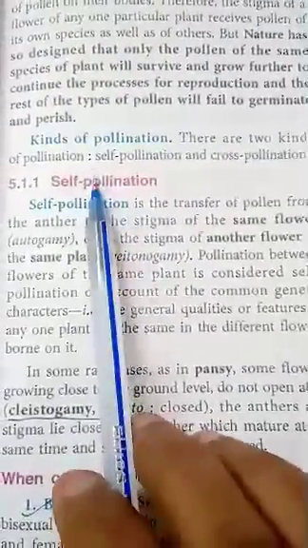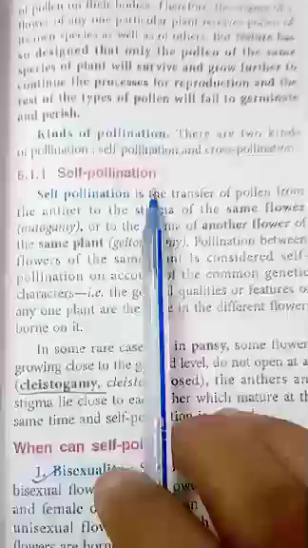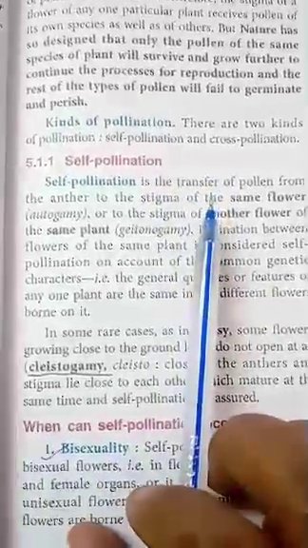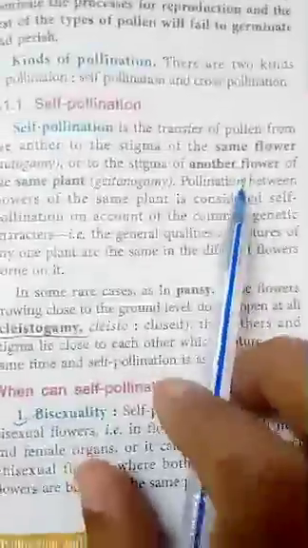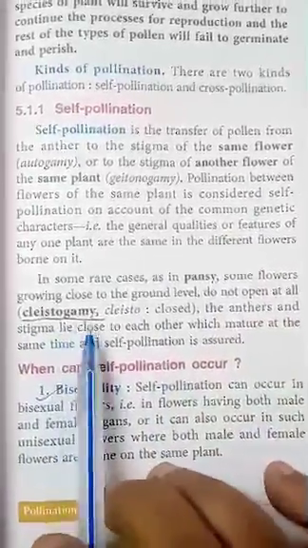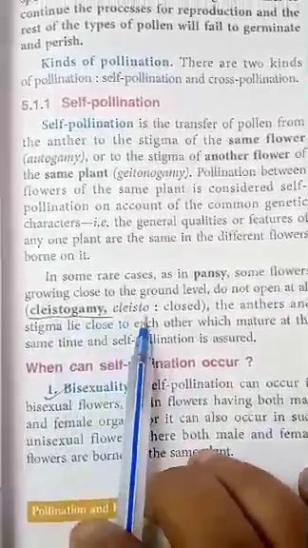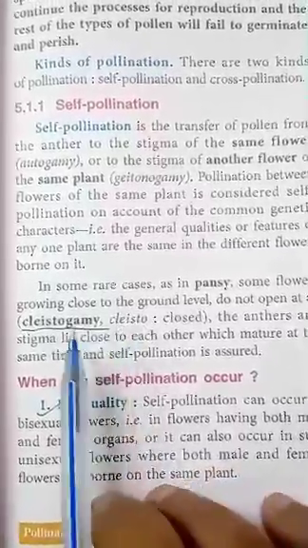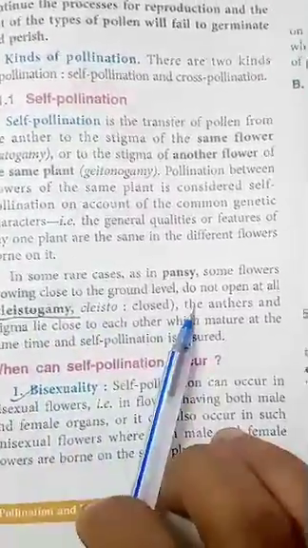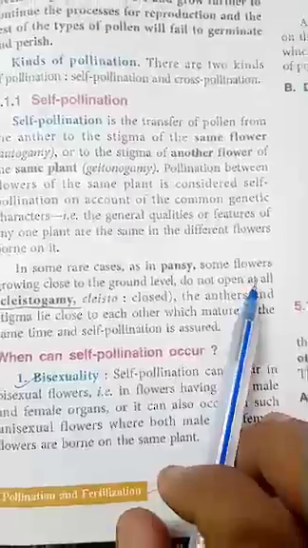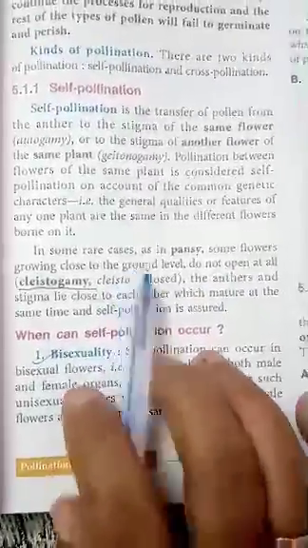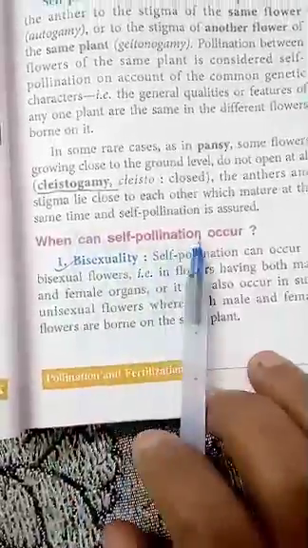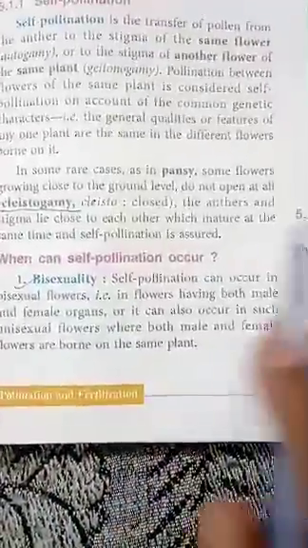Now we come to self pollination. What is the requirement so that the flower can undergo only self pollination? The condition is that the plant has to be clistogamous, which means the flower will not open at all, it will remain closed even after maturity. So there is no chance of cross pollination, and the flower has to undergo self pollination only. Then when can self pollination occur? Some other conditions are given also.